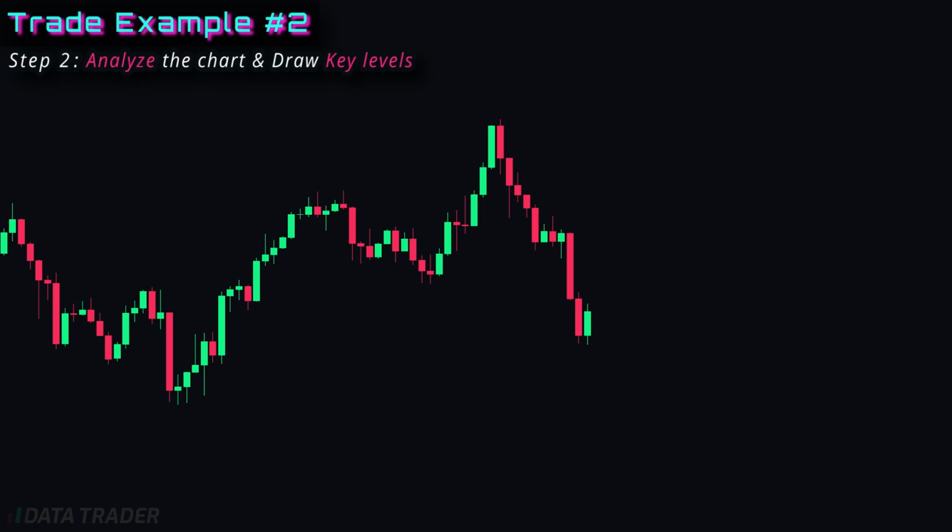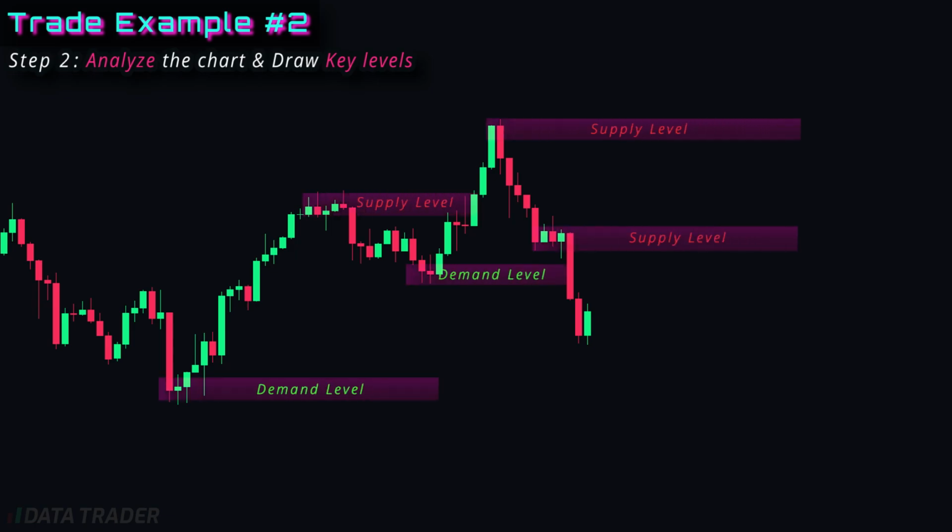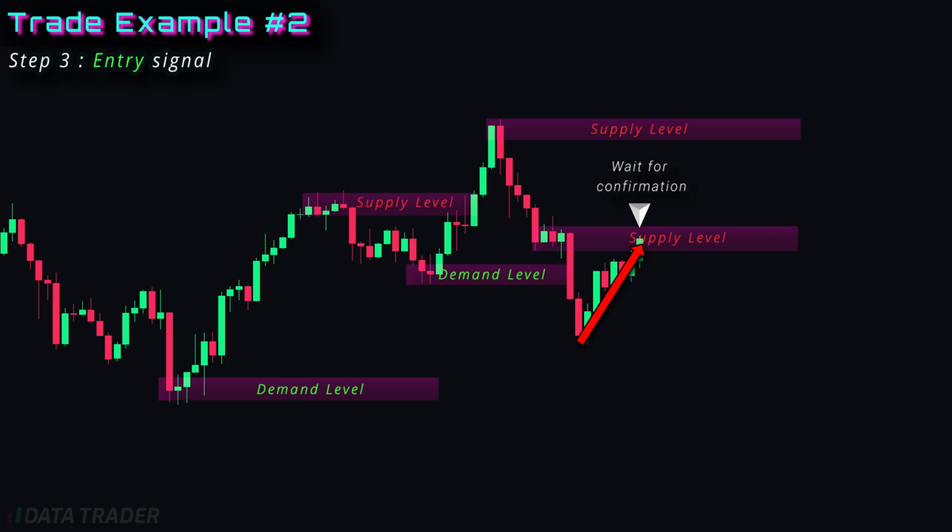Now, once we've identified the trend, the next step is analyzing the chart by drawing the key levels. And here, we can actually spot a couple of supply and demand levels, which shows that there is high liquidity at those areas, which caused the price to move significantly. Now, let's see what happens to the price. So, we can see here that price approaches this first supply level. However, it doesn't mean that it will automatically retest this level. We need further confirmation. And in this case, price actually ignored this level and simply broke right through.